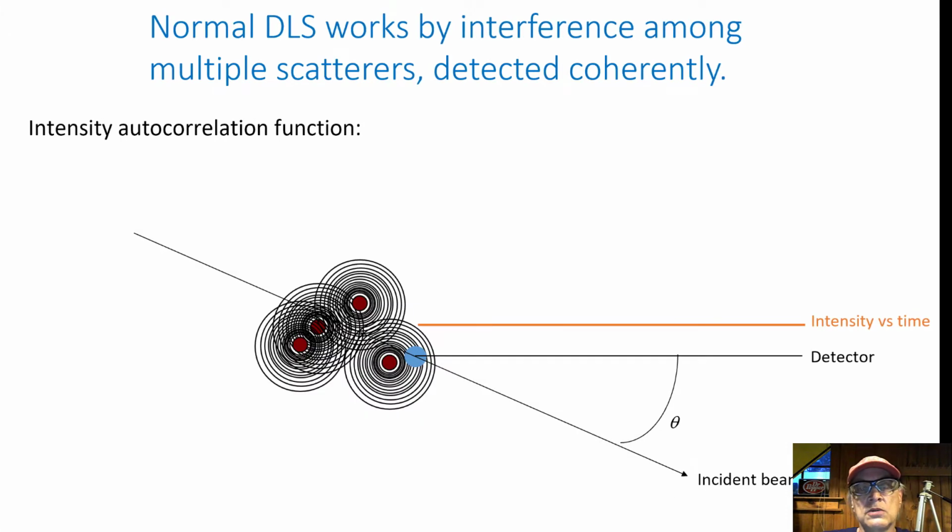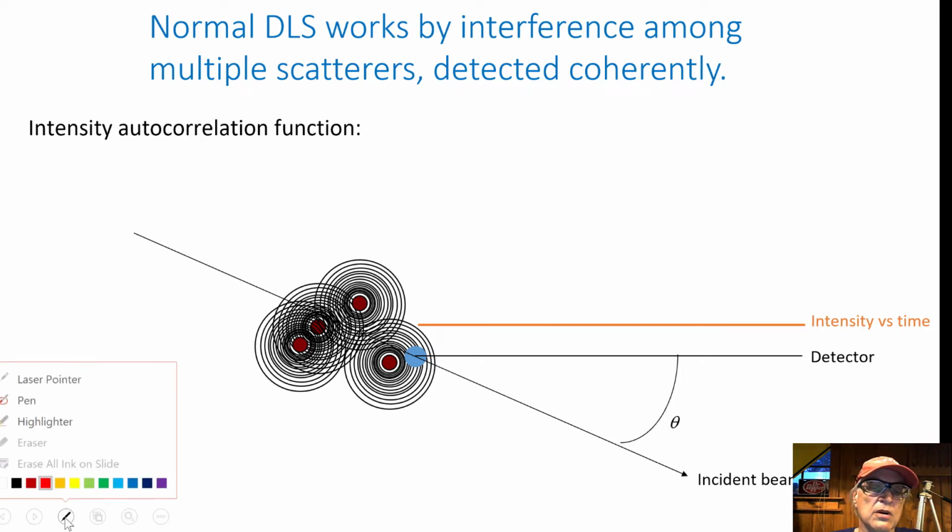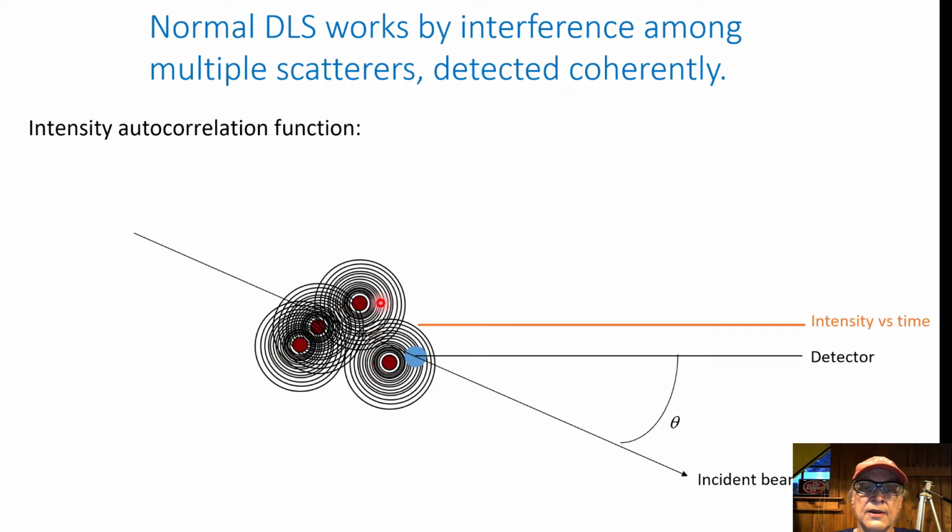Okay, so what we'll do now is we'll look at this dynamic light scattering problem from the standpoint of a particle scattering development. So what you see here are 1, 2, 3, 4 particles, and they don't normally stand still like that. They normally diffuse. We'll put them in motion in a minute.